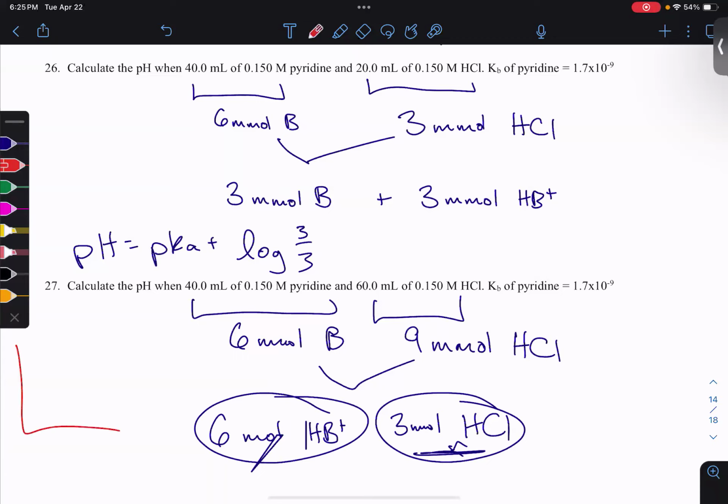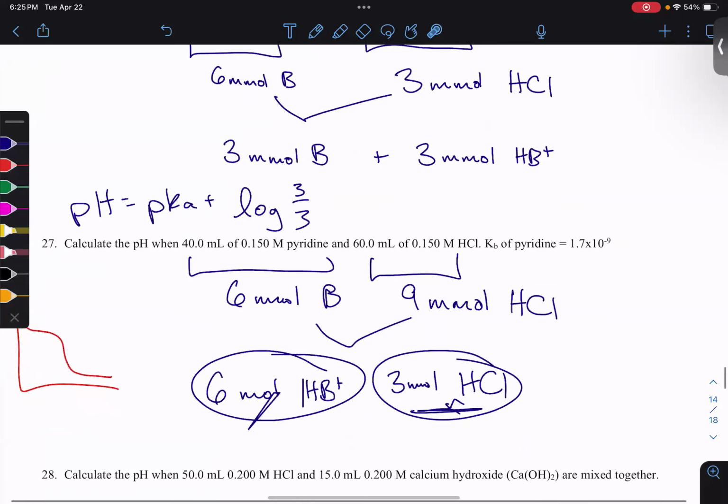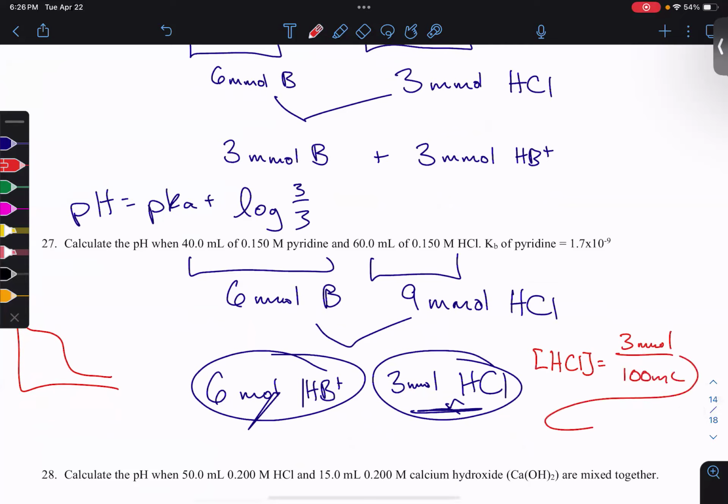So if you think about where this is on the titration curve, is it before your equivalence point? It's after your equivalence point. This is where the strong titrant dictates your pH. So do I just negative log this number? No, you actually have to get the concentration. So the HCl concentration after this neutralization reaction is 3 millimoles over 100 milliliters. So this is the number that you negative log, and then you get a pH, and it should be acidic.